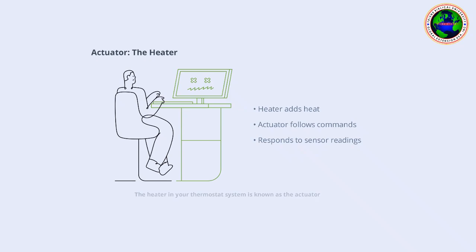The heater in your thermostat system is known as the actuator. It's the part of the system that actually makes changes to the environment, in this case, by adding heat to the room. The control system tells the actuator when to turn on or off based on the sensor's readings.